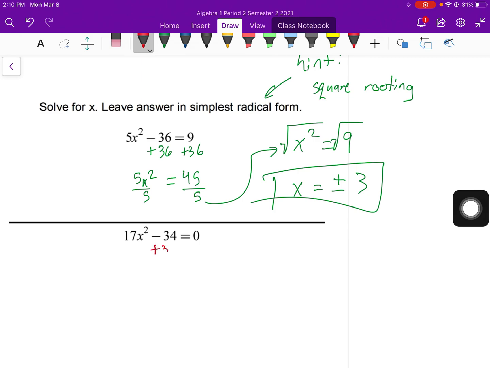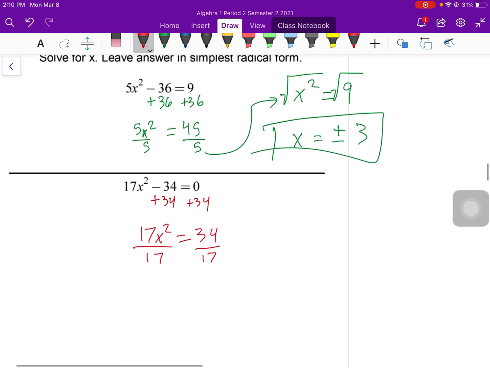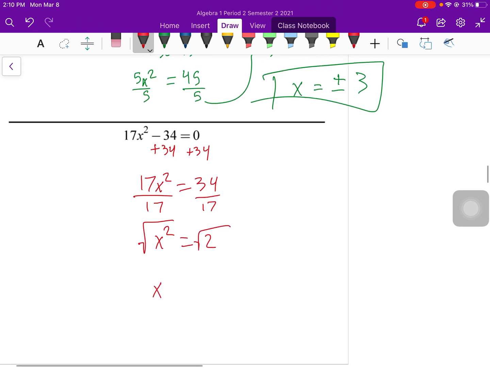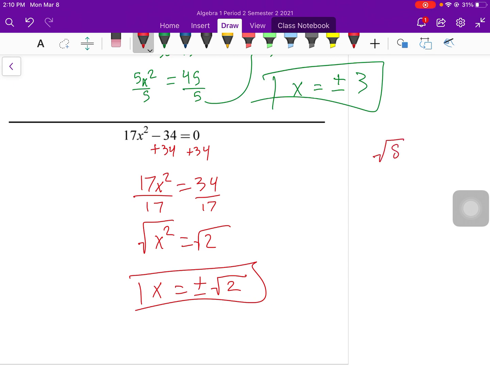For this one down here, we'll add 34 to both sides. 17x squared is equal to 34. And then we divide both sides by 17. When we do that, we get that x squared is equal to 2. Now when we square root both sides, we've got x is equal to plus or minus the square root of 2. Simplest radical form is if we get something like square root of 8.